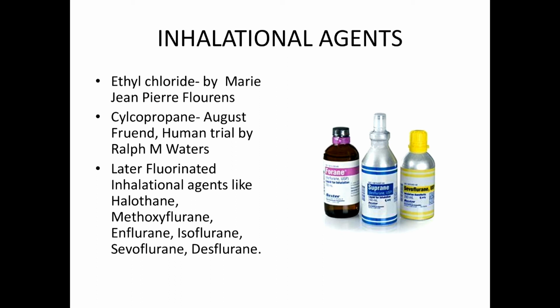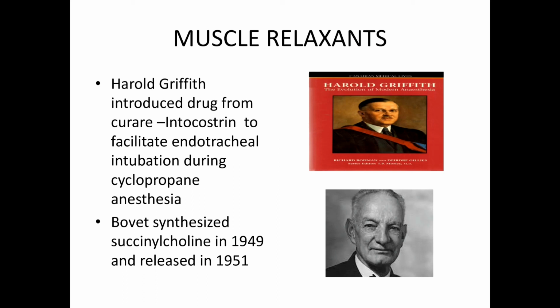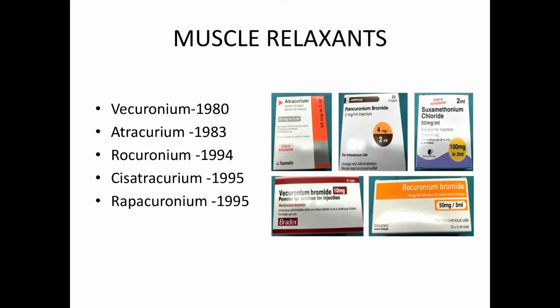Muscle relaxants. Harold Griffith introduced a drug from curare, Intocostrin, to facilitate endotracheal intubation during cyclopropane anesthesia. Bovet synthesized succinylcholine in 1949 and it was released in 1951. Muscle relaxants: vecuronium in 1980, atracurium in 1983, rocuronium in 1994, cisatracurium in 1995, and rapacuronium in 1995.